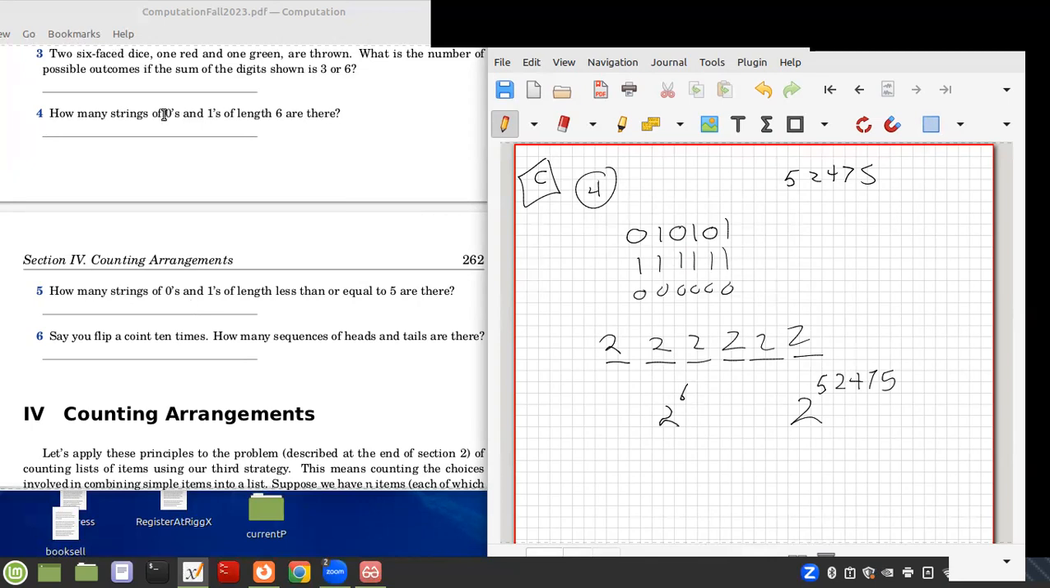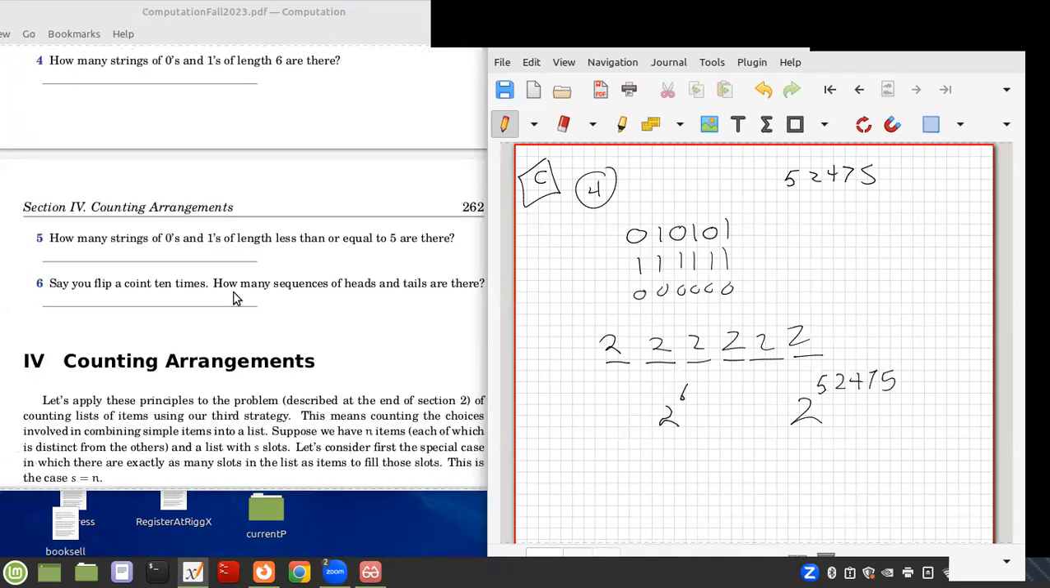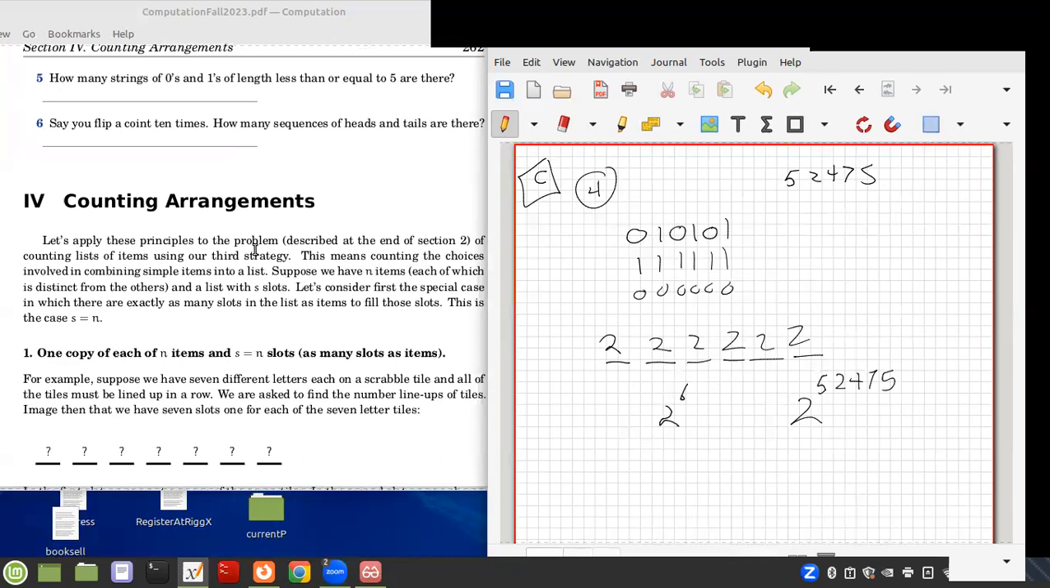The previous one is just independent choices. Here you can see that you could use mutually exclusive cases. You could count how many of length 5, how many of length 4, how many of length 3, and then just add them up. And that would be the expression. Okay, then there's question 6 too.